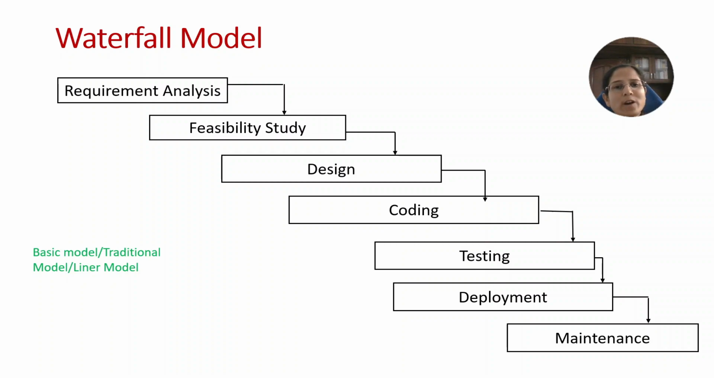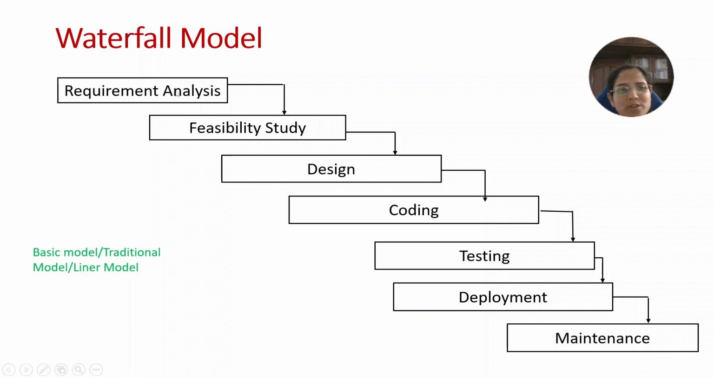Now let's come to the waterfall model. This waterfall model is also called the basic model, linear model, or traditional model. This is the first model of the software development lifecycle. The waterfall model consists of different phases like requirement analysis phase, feasibility study phase, design phase, coding phase, testing phase, deployment phase, and then the last one is the maintenance phase.